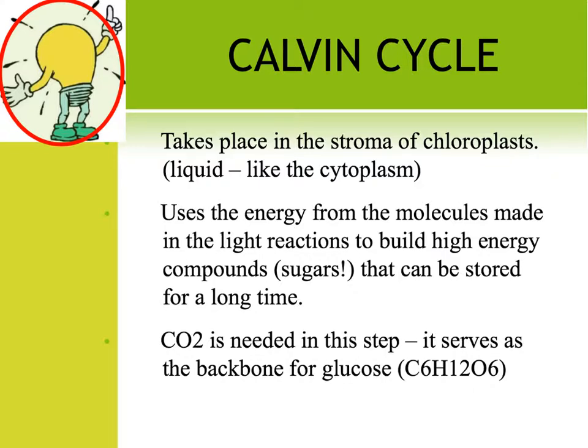So this takes place in the stroma of the chloroplast. Again, it's the liquid portion. It is like the cytoplasm that you see in the cell, and it's going to use the energy molecules made in the light reactions to build high energy compounds. So it's going to take the carbon dioxide that's coming into the chloroplast, and it's going to use that as the backbone to form glucose, the C6H12O6.